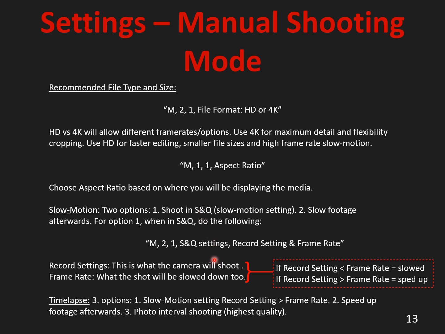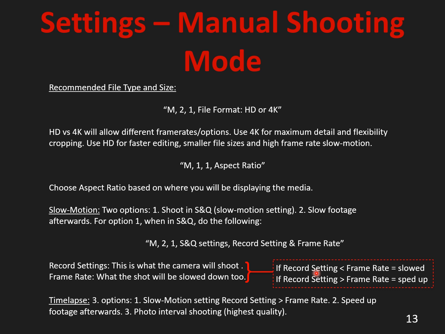For the first option, if you're shooting in S&Q, there are two things you have to be aware of. You get there by going to the full menu, the second tab, the first page, S&Q settings, record setting, and frame rate. Essentially, the record setting is what the camera will shoot at, but the frame rate is what the shot will be slowed down to. Even though this is the slow motion setting, it could also act as a time-lapse setting too. If your record setting is less than your frame rate, then your shot is slowed down.